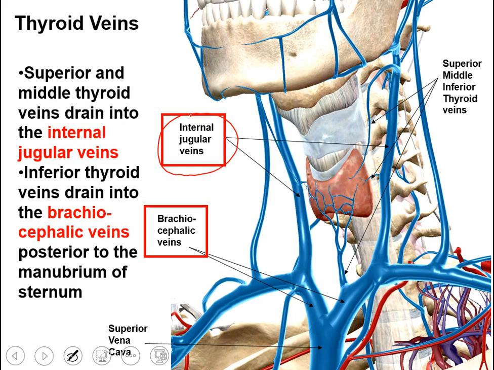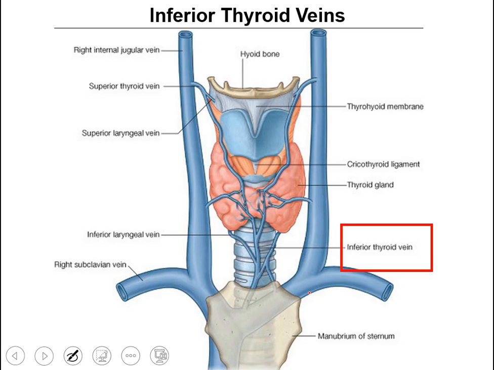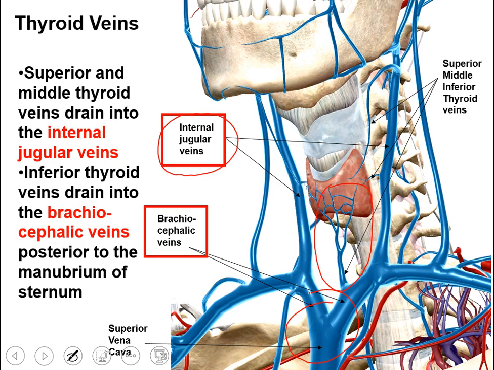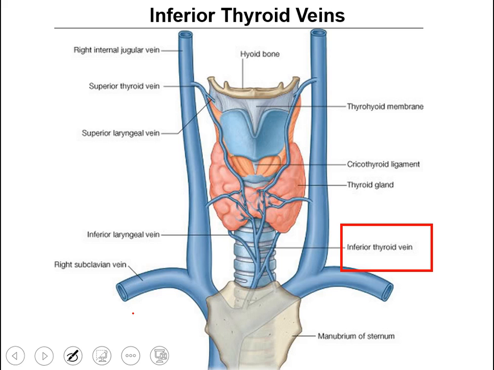Inferior thyroid veins drain into the brachiocephalic veins, posterior to the manubrium of the sternum, and blood from all above mentioned veins, as you see, is drained into superior vena cava. Here's another figure demonstrating venous drainage of thyroid gland. Again, superior and middle thyroid veins drain into internal jugular veins. Inferior thyroid veins drain into brachiocephalic veins posterior to the manubrium of sternum.